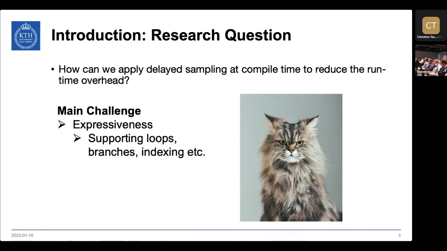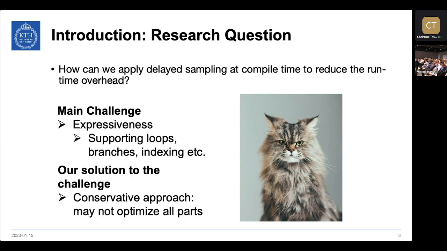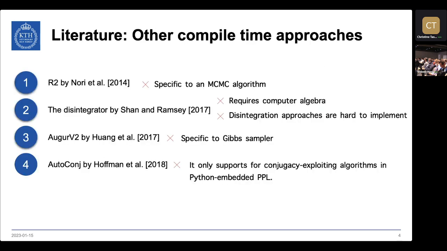The main challenge is the expressiveness of such an algorithm, because at static time it's tricky to support loops, branches, and indexing. Our proposed solution to this challenge is following a conservative approach. We may not optimize all the parts, but we can support some parts, such as indexing.